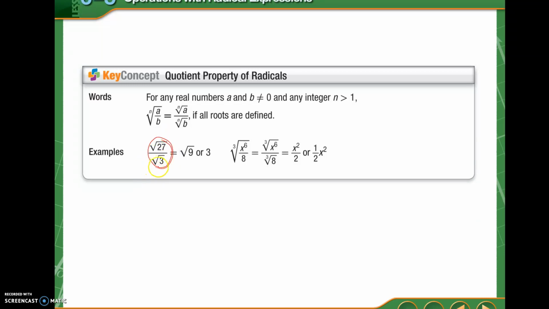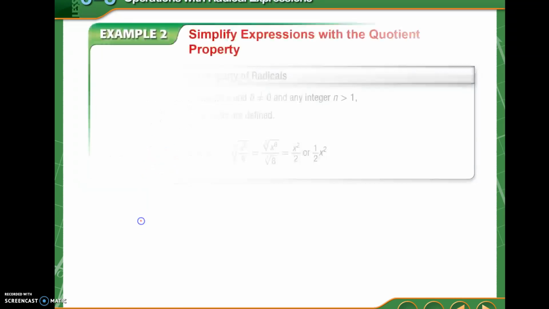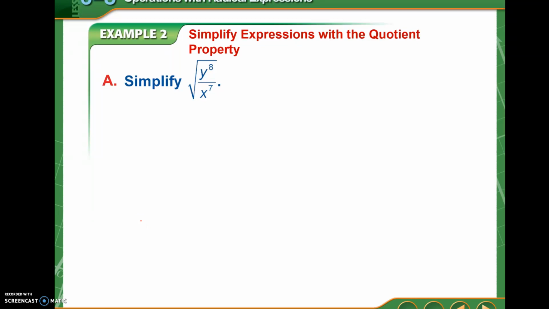by finding something so that I can make this a perfect square root. Well, let's look at a couple here. So I know that I can rewrite this as the square root of y to the 8th and the square root of x to the 7th. But if I wanted to take the square root of the bottom, I would get 3 square root of x. And I don't want a square root on the bottom.